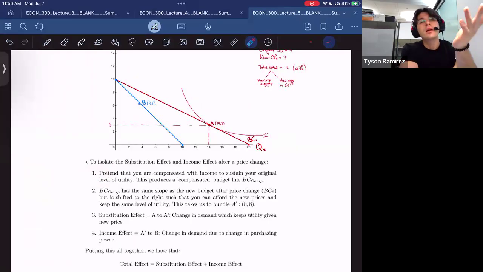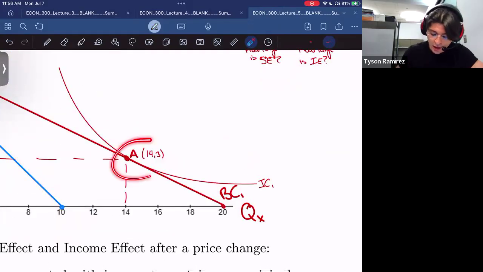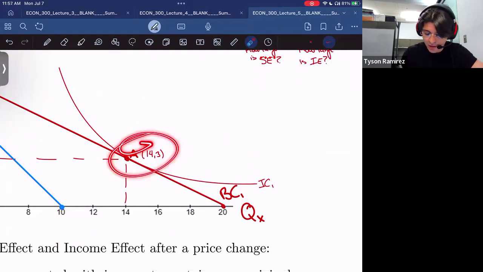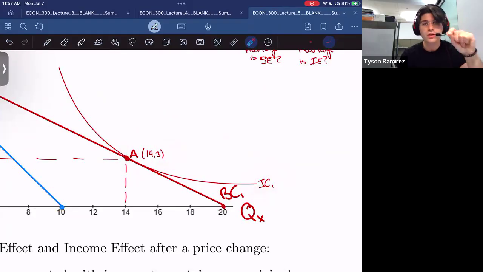The first thing to interpret what happens is that the price of good X goes up. So, to isolate the substitution effect and the income effect, pretend that somebody gave you extra cash to keep you at the same utility. What I mean by that is that from A, we were consuming 14 and 3. This produced an indifference curve. This indifference curve corresponded to the highest level of utility.